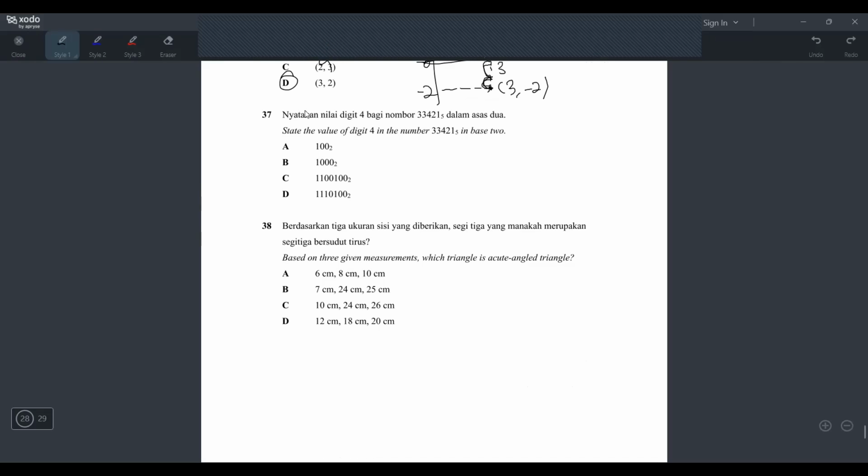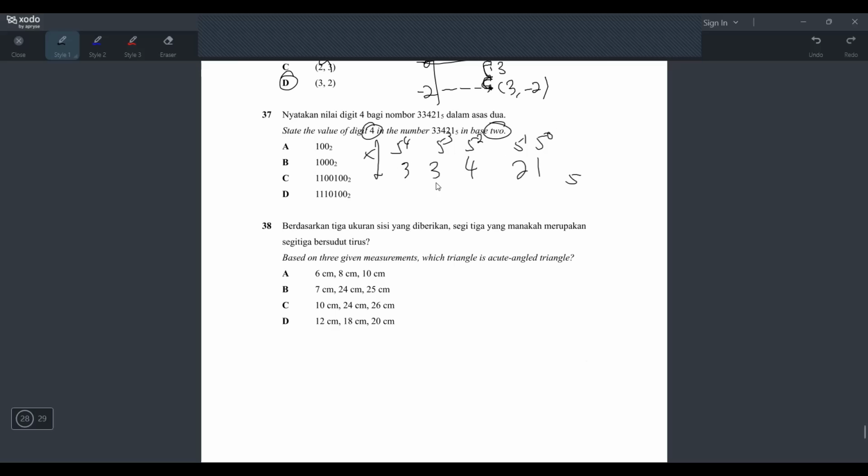Okay, number 37. State the value of digit 4 in the number 33,421 base 5 in base 2. Okay, how do we convert a base 5 number to base 10? We will write down all the place values, 5 power 0, 5 power 1, all of it, right? And then how to convert to base 10? We will multiply. This is how we convert a smaller base, like base 5, to base 10. We use the multiply and add method, right?